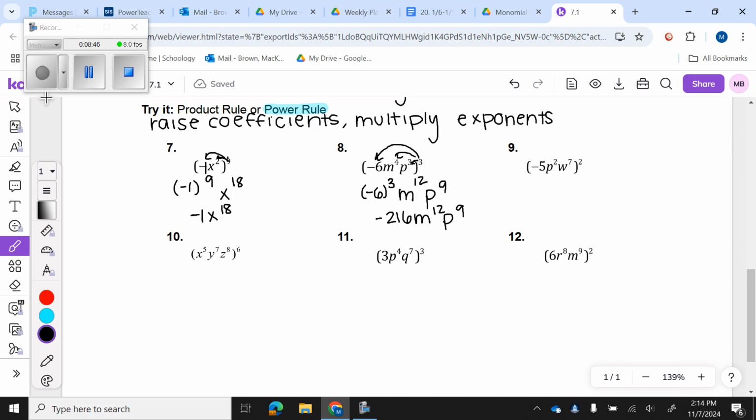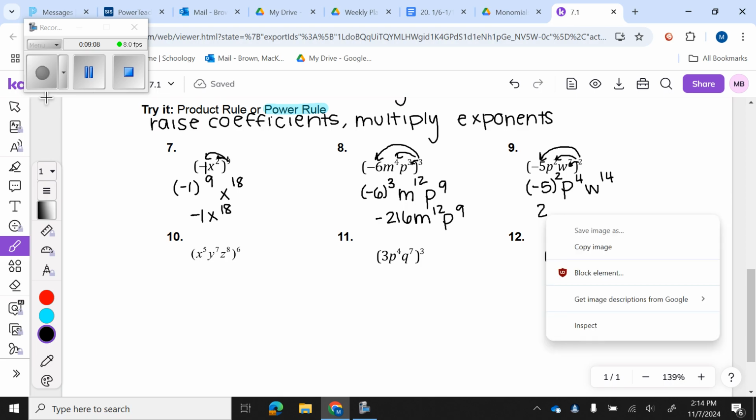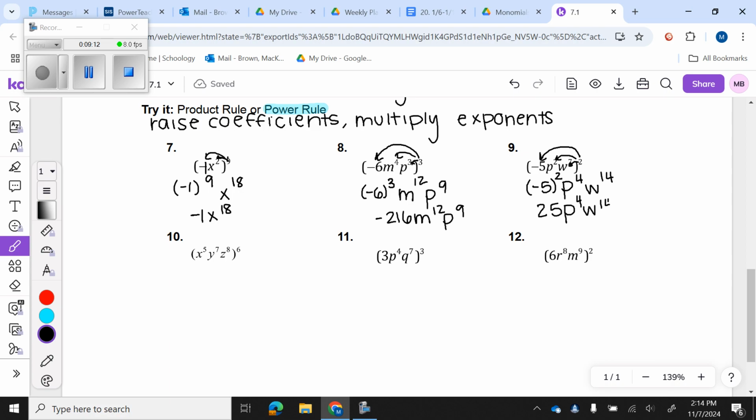All right, again, number 9, that's the power rule. I'm going to distribute my exponent to everything. So I'm going to have negative 5 to the 2nd, p to the 2 times 2 is 4, w to the 2 times 7 is 14. Now I need to simplify negative 5 to the 2nd, which is going to give me a positive 25. Make sure you put parentheses around that. p to the 4th, w to the 14th.